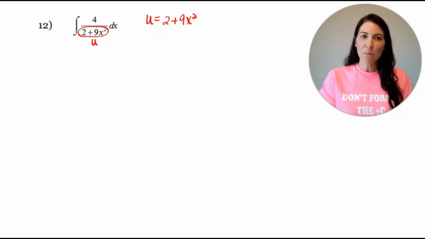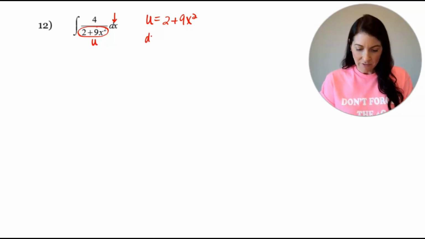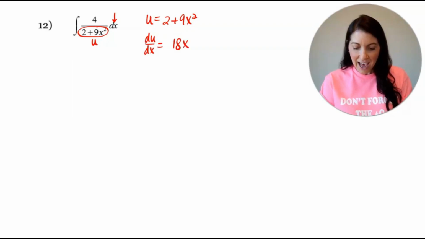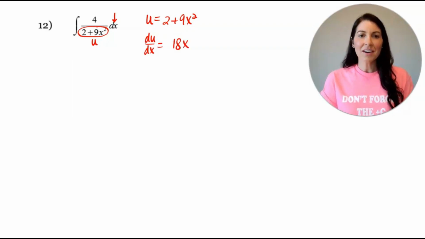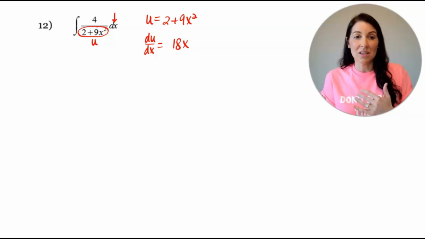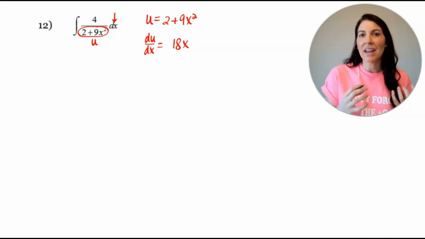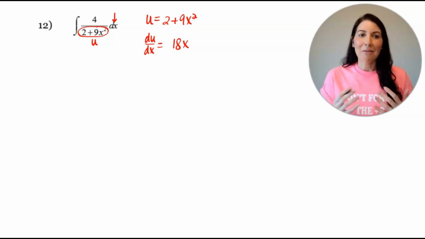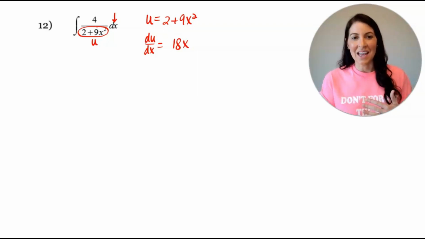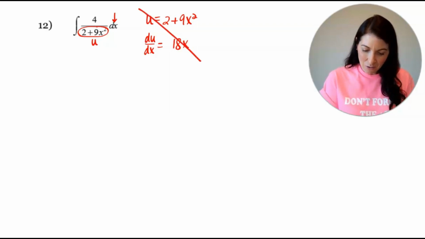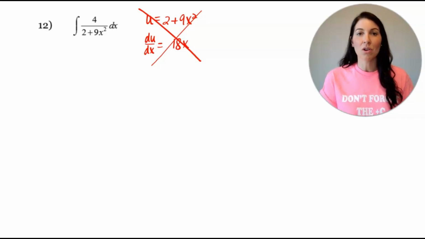And that seems like it would be okay, but then you would have to replace this dx with something involving a u. And so I would have to take the derivative of u with respect to x. I would get 18x. And the issue here is that an x shows up. So that if you solve for dx, you would have something with an x, and that would be an issue because then we would have both u's and x's. So we are not going to use this method where you would make the denominator be your u.